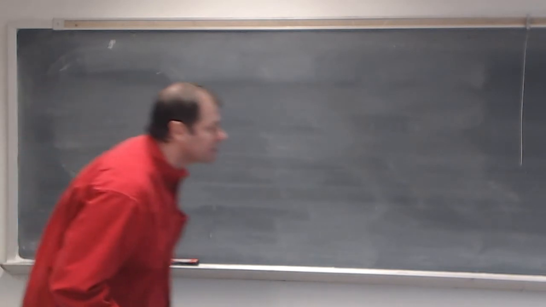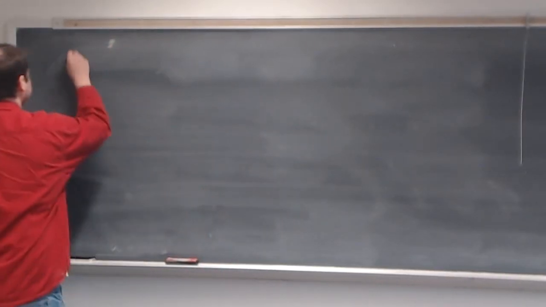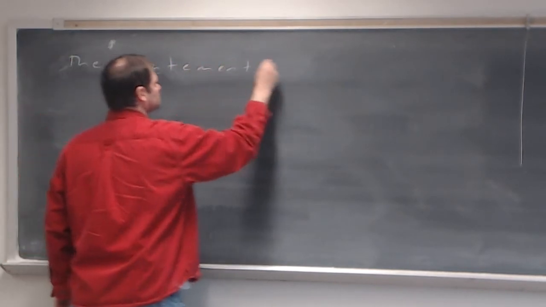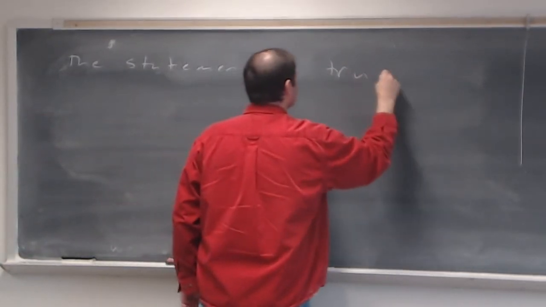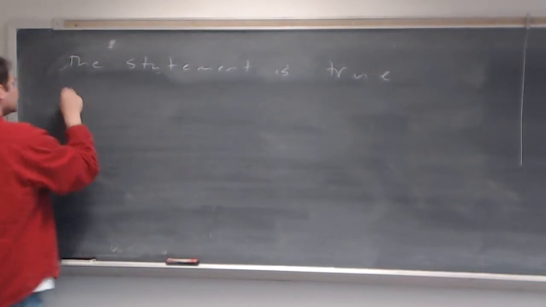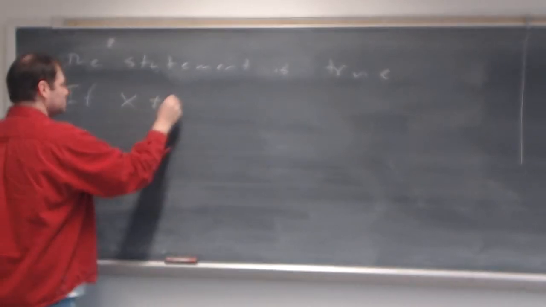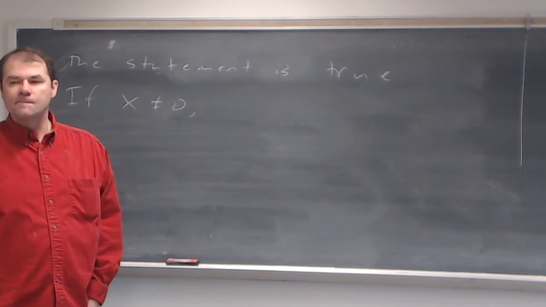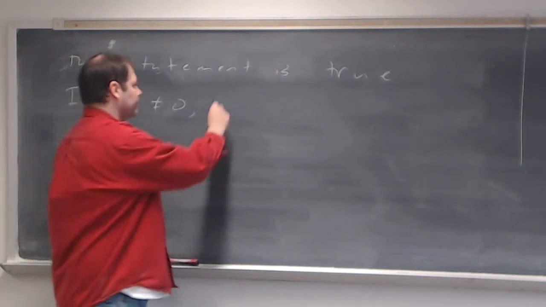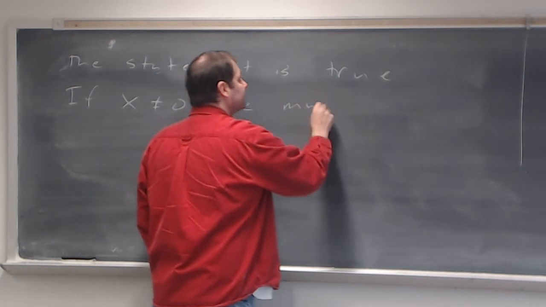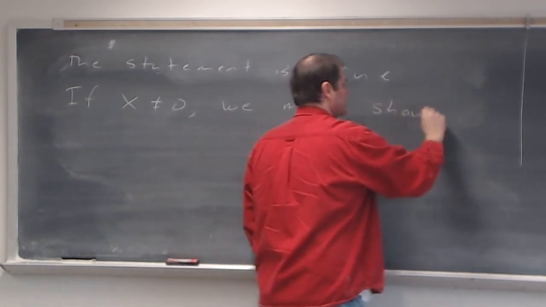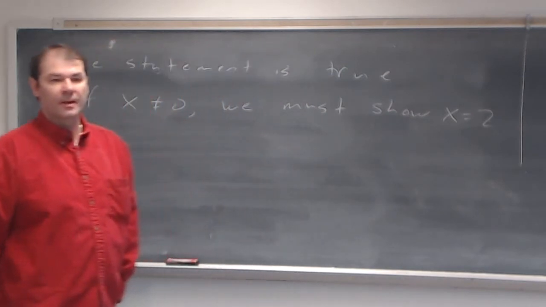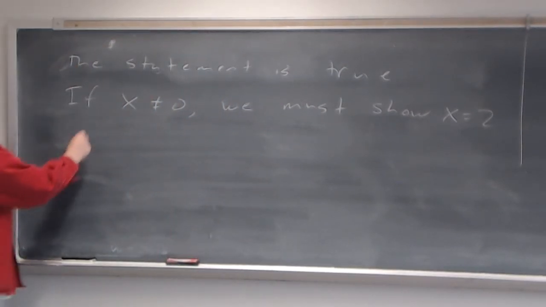Then the statement is true. If x is different than 0, what do we have to prove? It must be 2. For the statement to be correct, we must show that x is equal to 2. Okay, so here's what I'm going to stress.